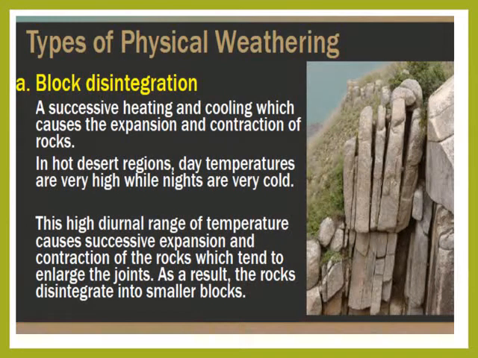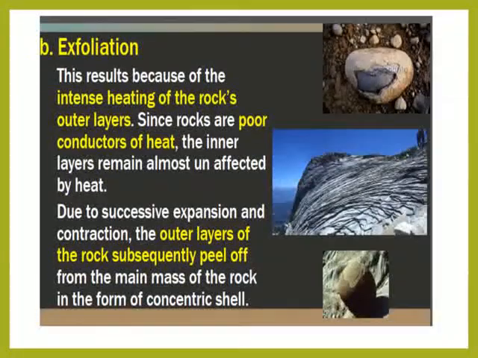What happens when the sunlight falls on the rocks? Even the rainfall falls on the rocks. In the hot desert, the day temperatures are very high, whereas the night will be very cool in the desert. So all this makes the rocks disintegrate into smaller blocks. That is known as block disintegration. This is physical weathering. It is visible to us. Okay. So exfoliation.